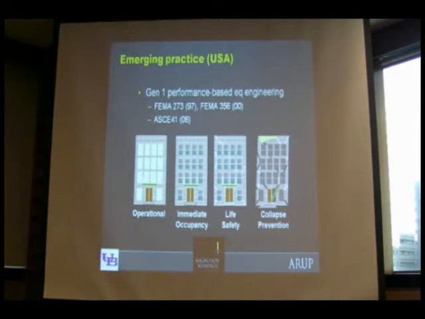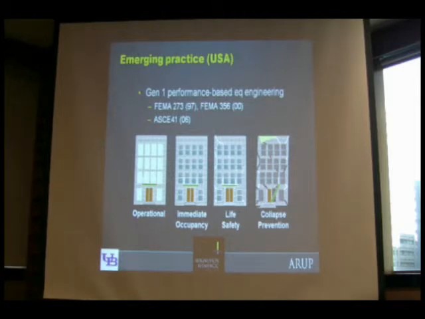So let me talk just briefly about the Generation 1 performance-based earthquake engineering procedures. I've listed some resource documents here, FEMA 273 and FEMA 356, published in 1997 and in 2000 respectively, and more recently ASCE 41. ASCE is the American Society of Civil Engineers. They publish standards. This is Standard 41. It was published in 2006. You can download FEMA 356 from the FEMA website, and you can purchase ASCE 41 from ASCE.